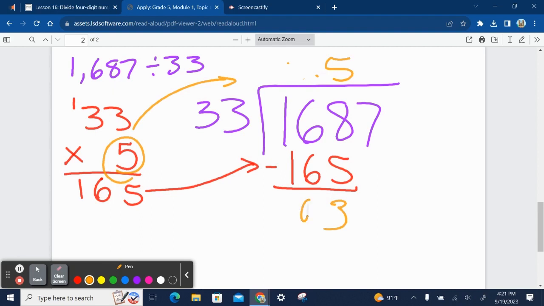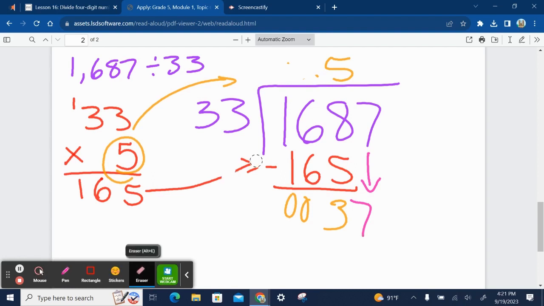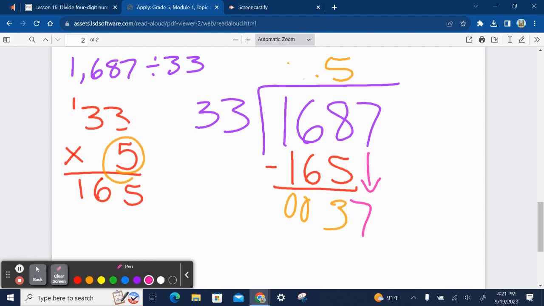8 minus 5 is 3. 6 minus 6 is 0, and 1 minus 1 is 0. So my 3 is smaller than my 33, so now I need to bring down my 7. So that's going to make 37. Well, how many groups can I fit into 37 with my 33? Well, if I try to multiply 33 by anything bigger than itself, it's going to be too big for 37.